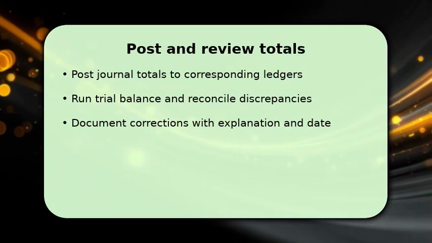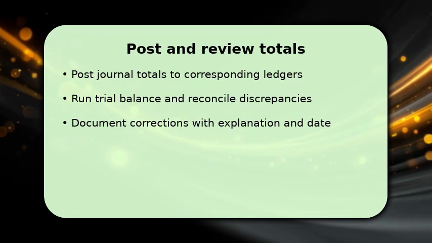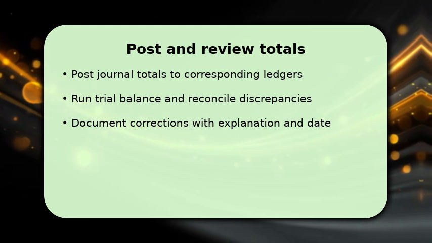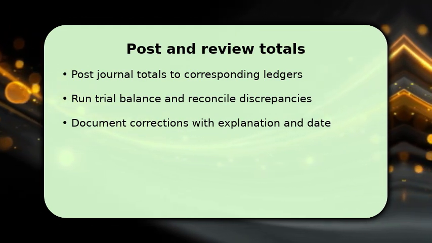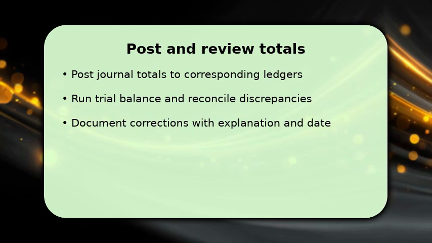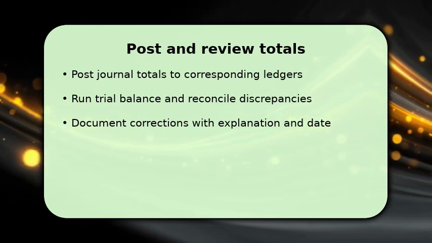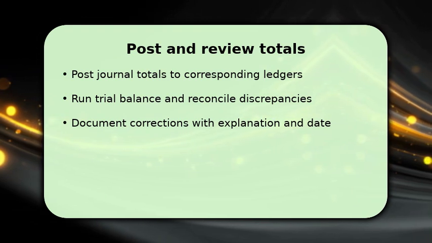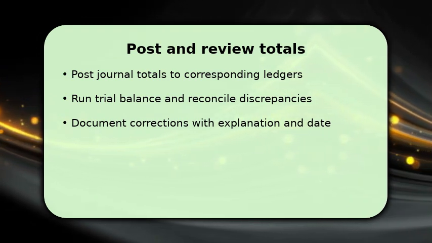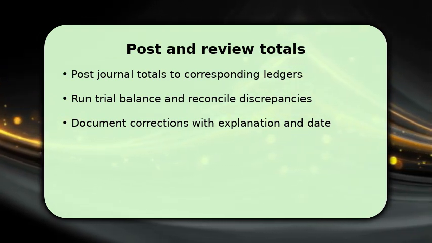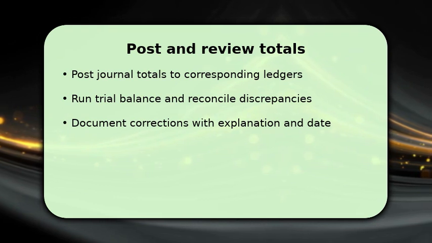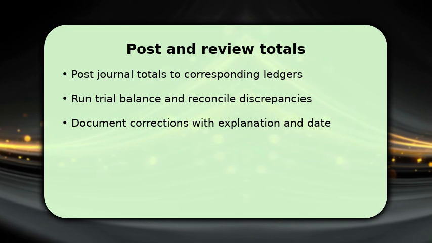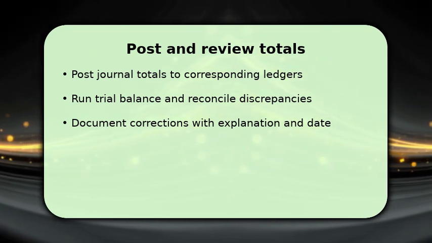Finish by posting the journal amounts to the appropriate ledger accounts. Post debits and credits to their respective ledgers and update balances. After posting, run a trial balance to confirm totals match. If they do not, trace back to the journal lines and reconcile differences. Make correcting entries with clear explanations and dates. If you still see mismatches, check source documents for missing transactions as the key troubleshooting step. Often a single omitted entry causes most imbalances.